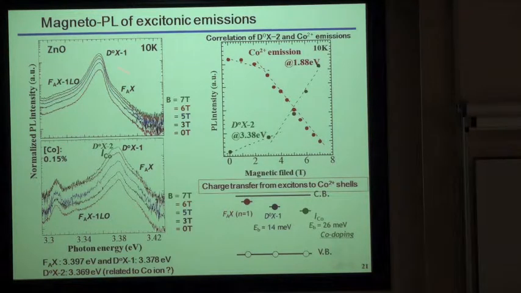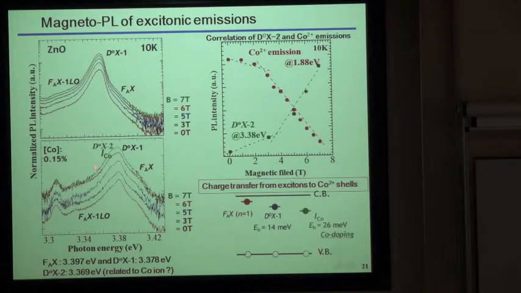In the case of pure zinc oxide, as you can imagine, there is no difference even if we apply a large magnetic field up to 7 Tesla. But in the case of cobalt doped, so magnetic zinc oxide, zinc cobalt oxide, it shows shoulder peaks. Here FA is a free exciton and D is a bound exciton, and we see the bound exciton as a new luminescence characteristic that occurs at a relatively large magnetic field.